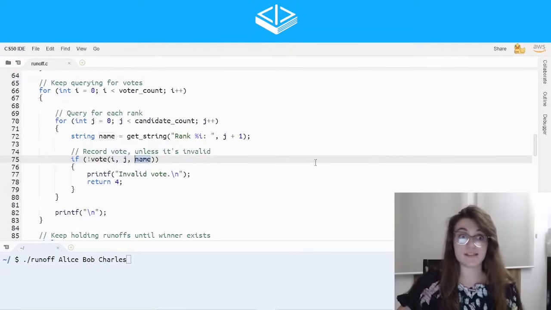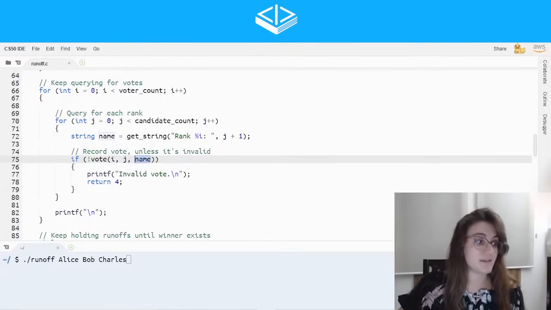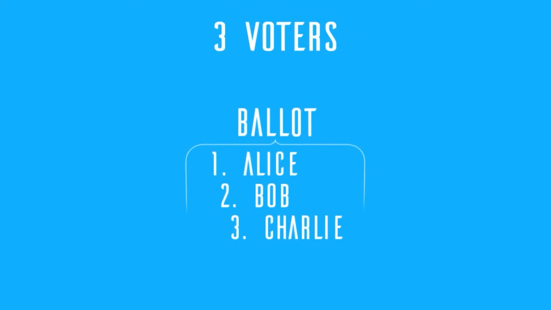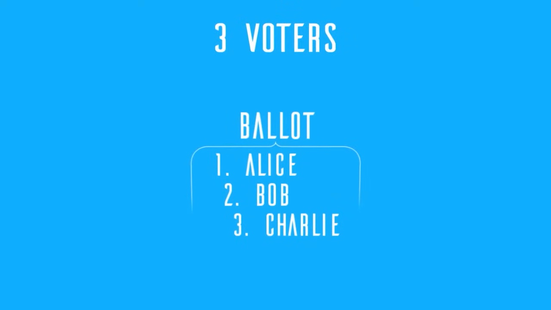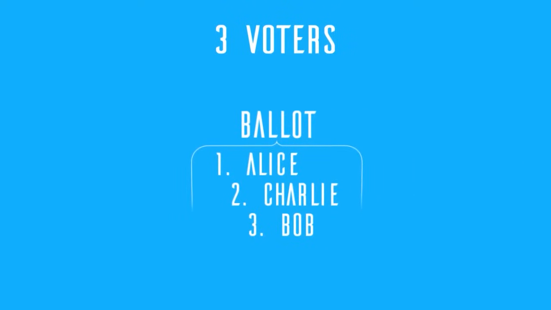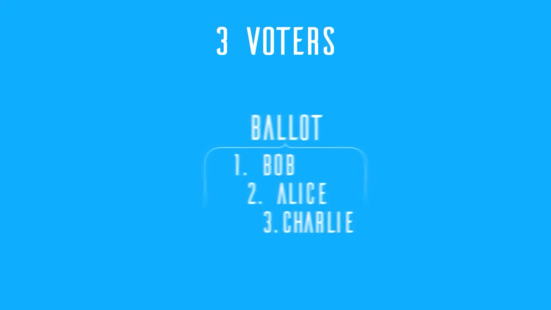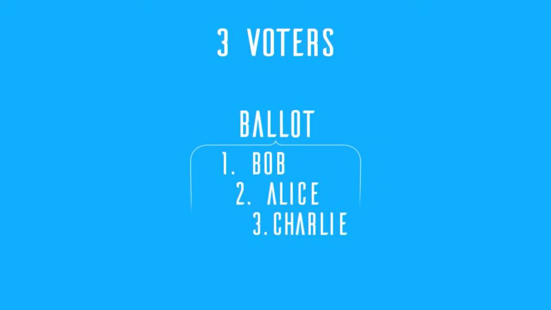So what is actually happening in here? Let's take a look. Let's suppose we have 3 voters, all right? We have 3 ballots. The first ballot has Alice, Bob, and Charlie, in this order of rank. In the second ballot, we have Alice, Charlie, and Bob. And in the third ballot, we have Bob, Alice, and Charlie.